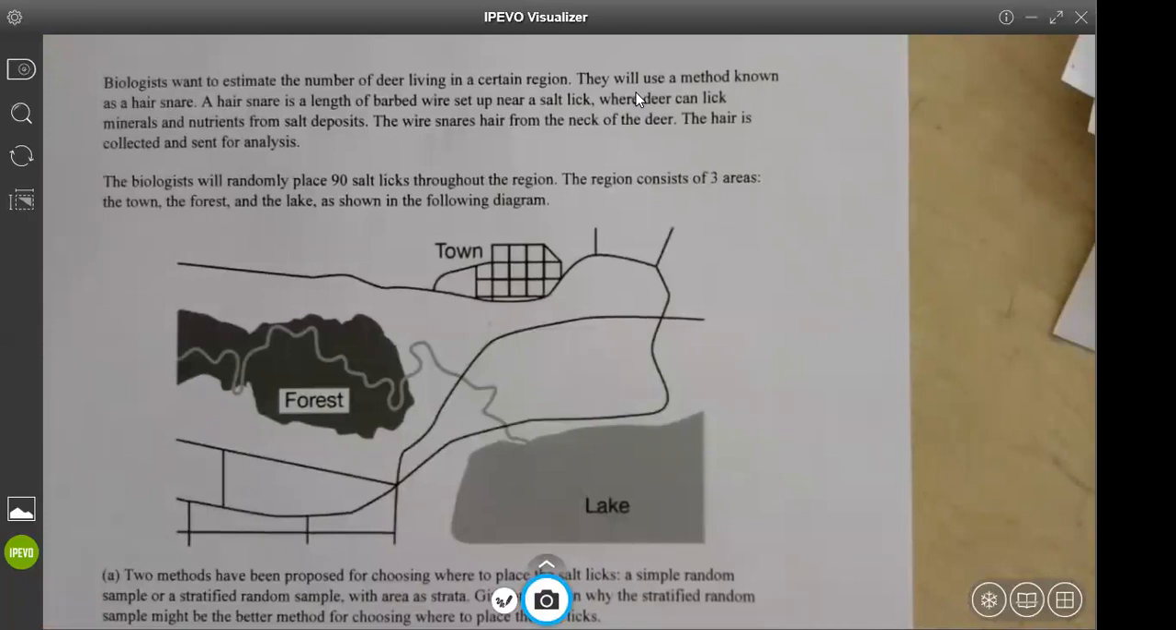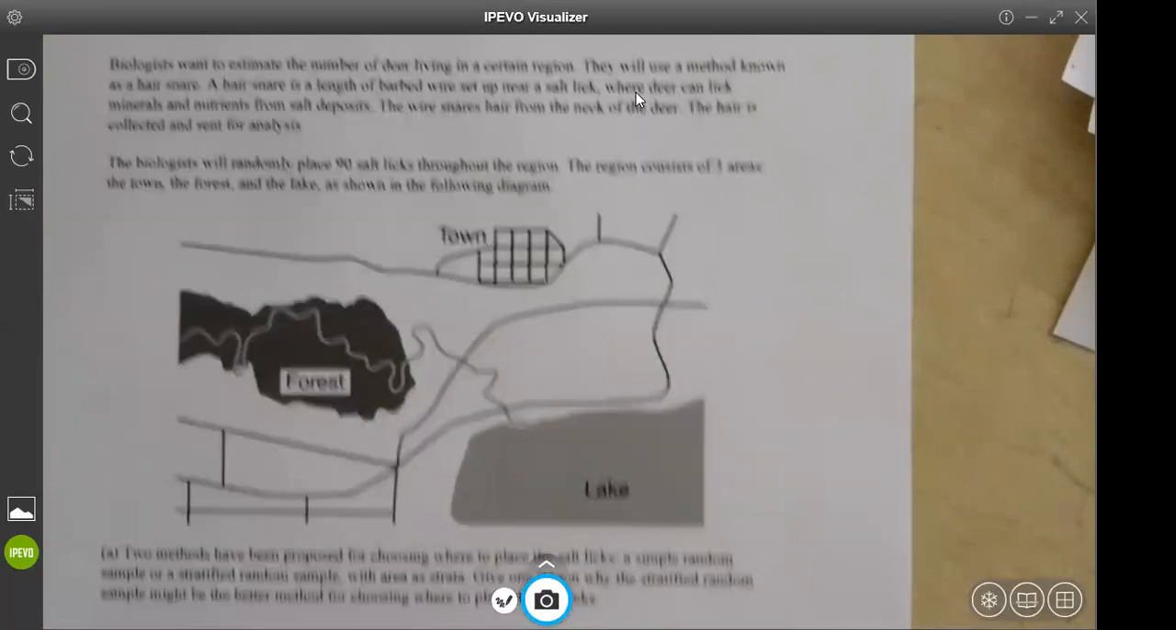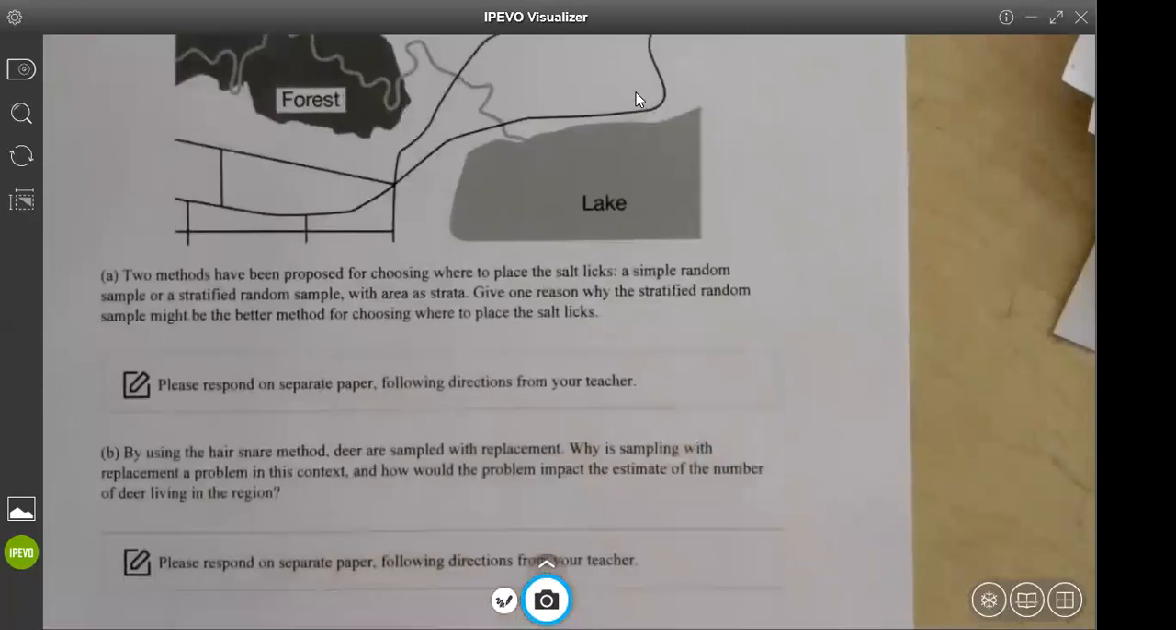A hair snare is a length of barbed wire set up near a salt lick where deer can lick minerals and nutrients from salt deposits. The wire snares the hair from the neck of the deer. The hair is collected and sent for analysis. The biologist will randomly place 90 salt licks throughout the region. The region consists of 3 areas: the town, the forest, and the lake. 2 methods have been proposed: a simple random sample or a stratified random sample with the area as strata. Give one reason why the stratified random sample might be the better method for choosing where to place the salt licks.